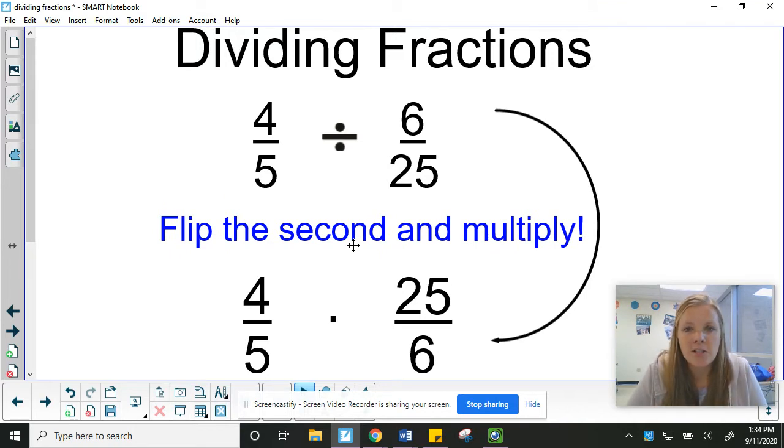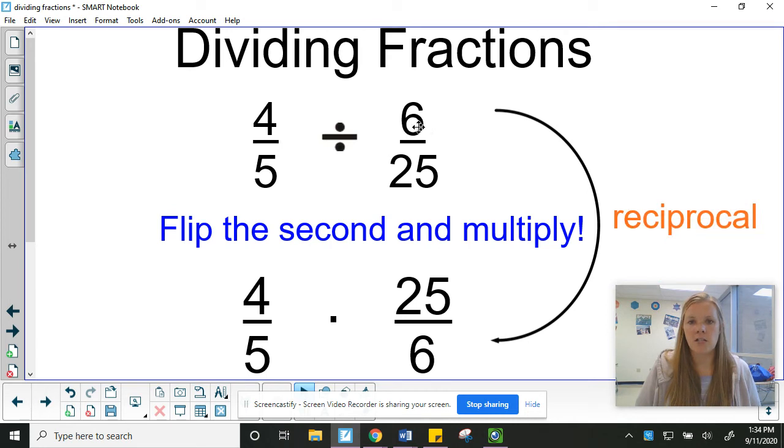To divide fractions, I have a little rap. It's dividing fractions easy as pie. Flip the second and multiply. Some people remember keep, change, flip, where you keep this first fraction, you change this to multiplication, and you flip this. Keep, change, flip, you flip this one. I like flip the second and multiply. So the main part here is that you're taking 6 over 25 and you're making it 25 over 6.